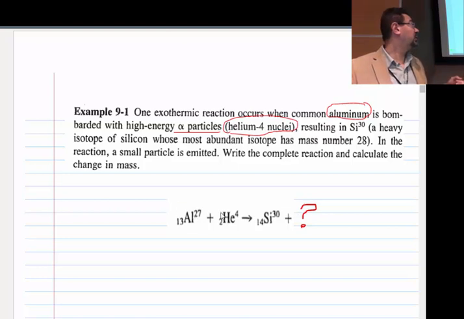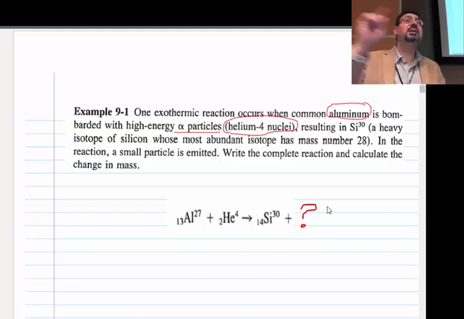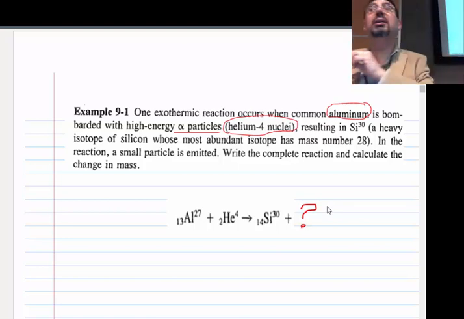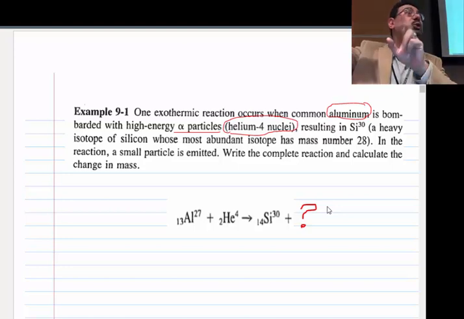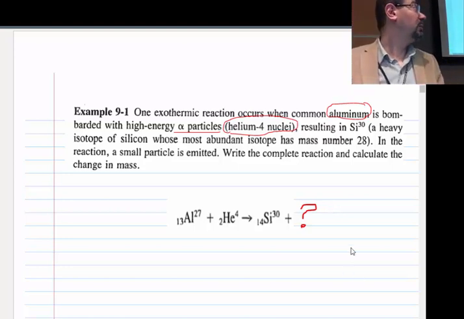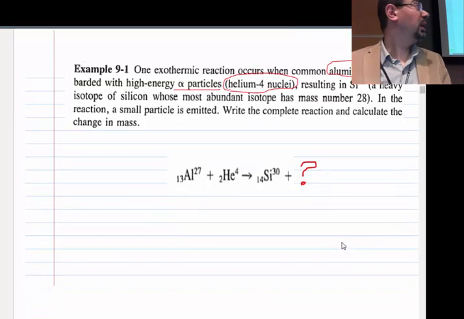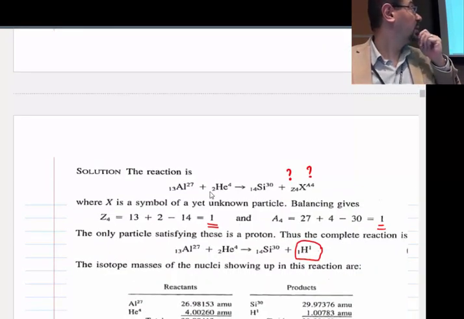And on top I have 27 plus 4, that is 31. And I end up with 30, so this must be 1. So this is 1 and 1. I open the periodic table, and what's 1 and 1? That's hydrogen. And I tell him hydrogen. Okay, that's how we're going to do those problems.